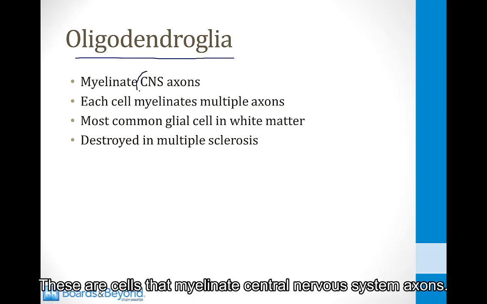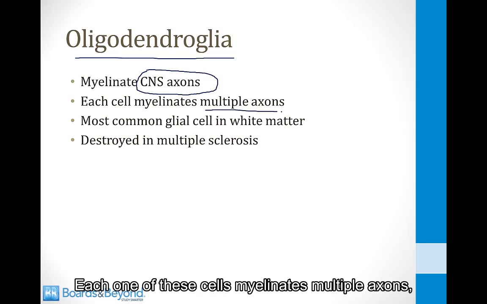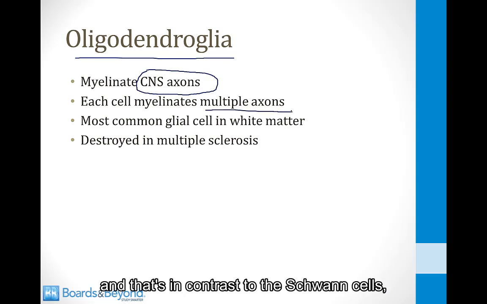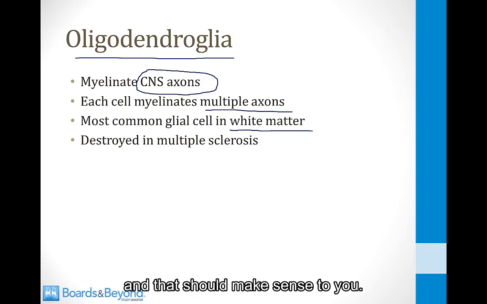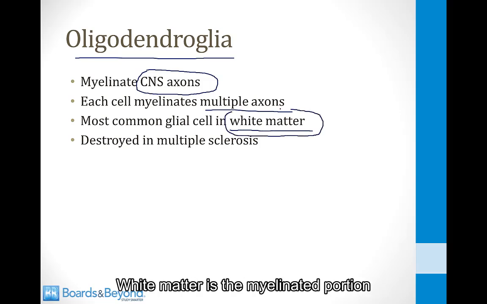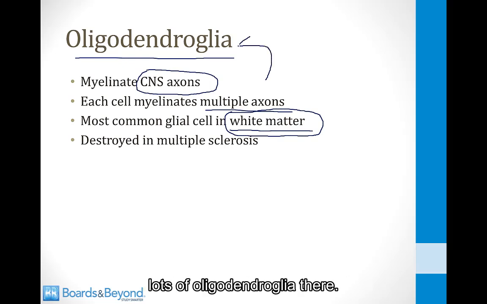These are cells that myelinate central nervous system axons. Each one of these cells myelinates multiple axons, and that's in contrast to the Schwann cells, which we'll talk about in the next slide. These are the most common glial cells found in white matter, and that should make sense to you. White matter is the myelinated portion of the central nervous system, so it makes sense that you would find lots of oligodendroglia there.